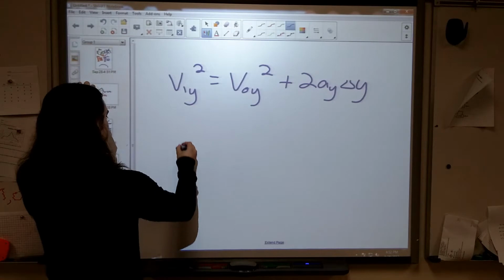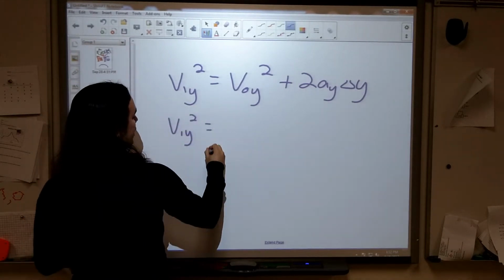All right, so I fill this in. We're solving for v1y, our final velocity in the y direction.